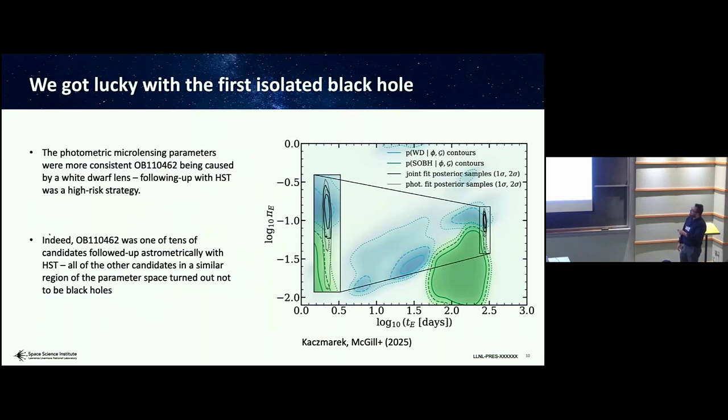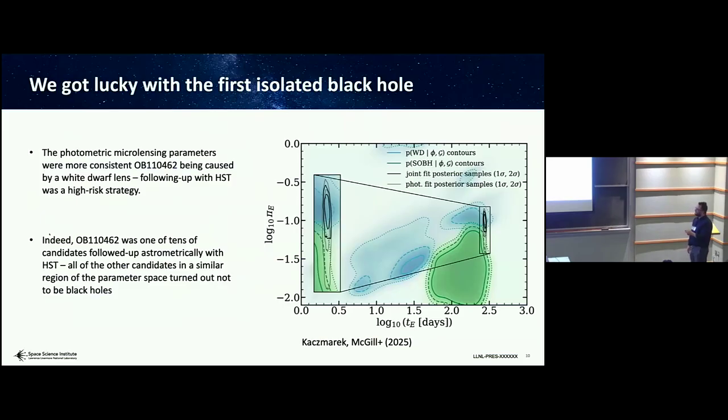So this takes into account the shape of the scatter plots and then corrects for the relative abundance of each of the classes of lenses. And you can see if you look at the posterior distribution of where the isolated black hole candidate lies, it actually is a lot more consistent with being a white dwarf, right? I'm not saying it's a white dwarf, it's definitely a black hole.